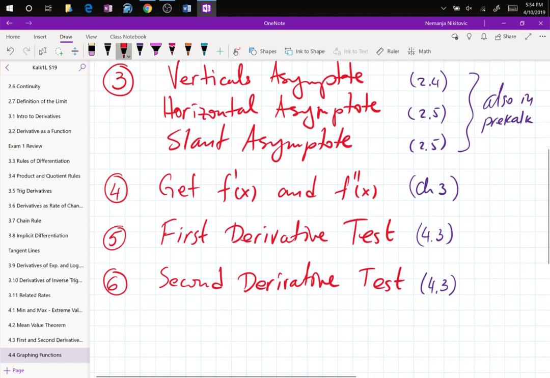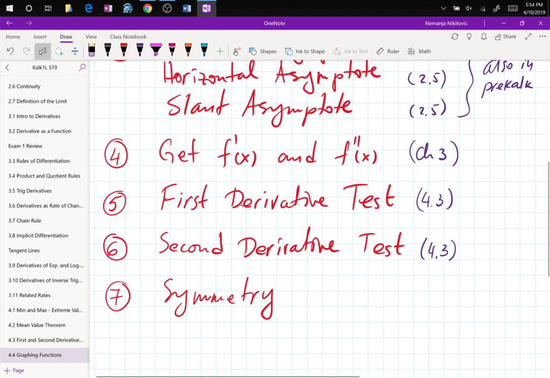So we have the first and second derivative tests. Number 7, I'll write symmetry, but we pretty much never use it. I just want to have a complete list. We don't usually use symmetry for anything because we end up having so much information that symmetry pretty much never plays a role, but it is a mechanism that we can utilize.